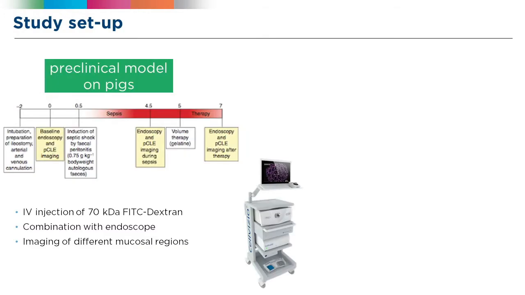So in this study, they used the clinical instrument. You will see why. So the clinical instrument was used first on the preclinical models, so on pigs, and the instrument was used in combination with an endoscope, and different mucosal regions were analyzed just before the initiation of the septic shock, during sepsis, and after volume therapy using gelatin.